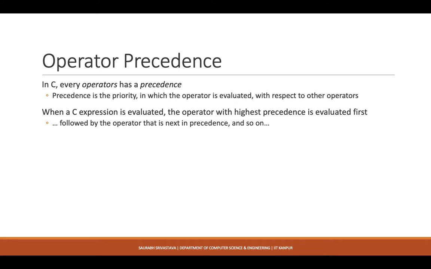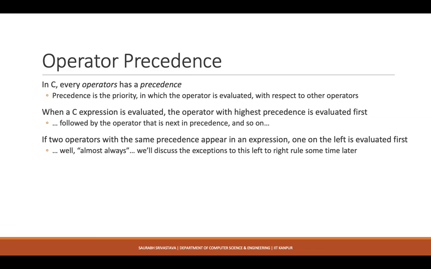There are certain operators which are higher, and certain which are lower, and this is fixed, by the way. It's not like you can decide upon it. It's a fixed priority for each and every operator, and these operators are evaluated as per their precedence. So if a particular expression has more than one operator, the operator with the highest precedence is evaluated first, followed by the operator that is next in precedence, and so on and so forth.